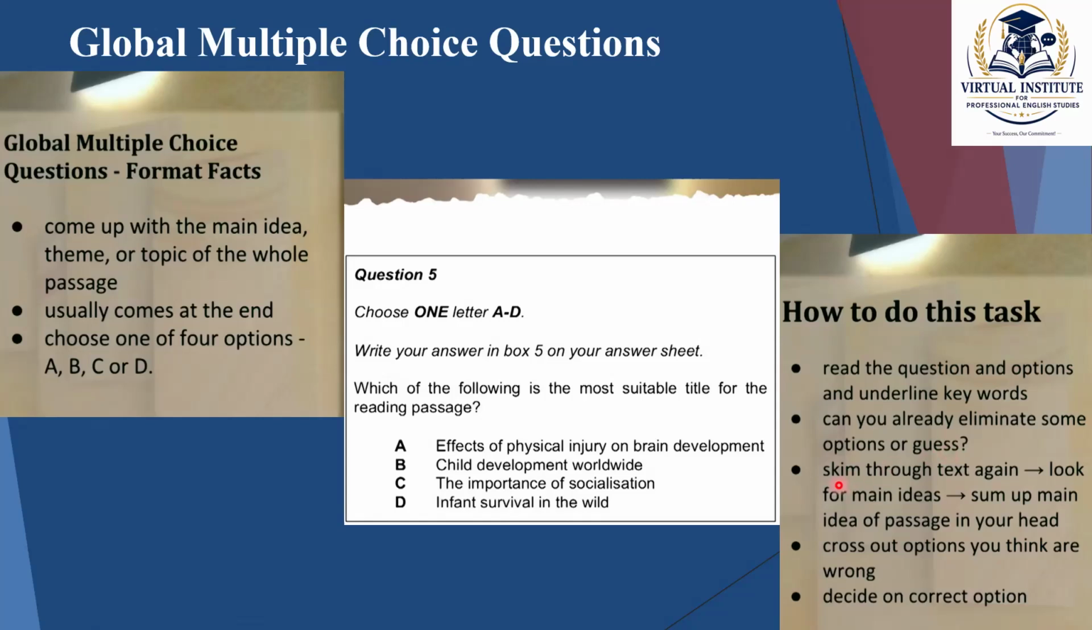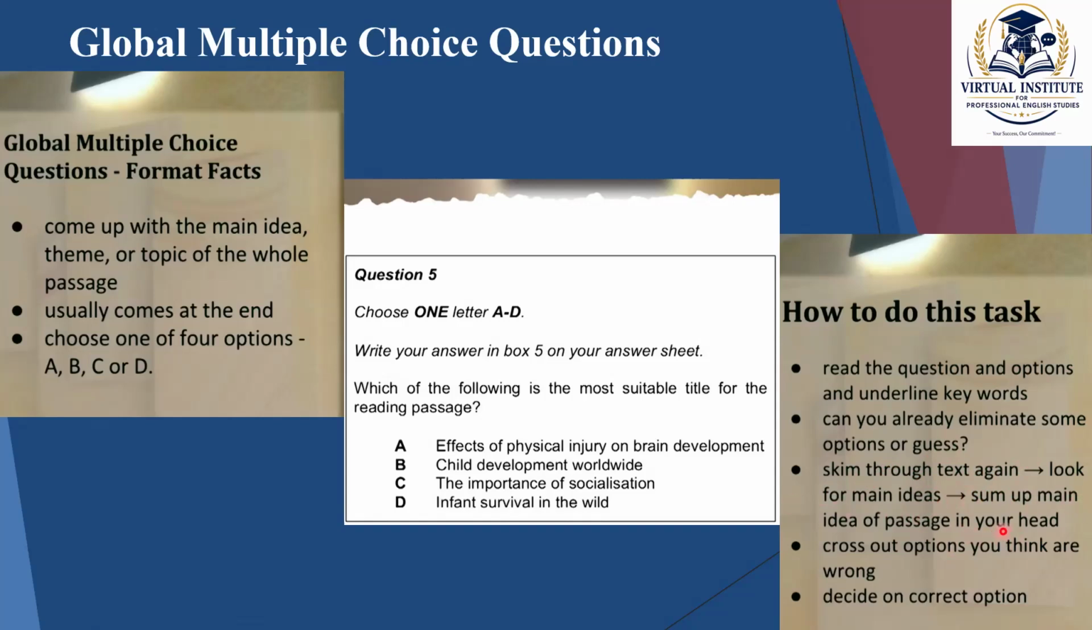Now, the strategy that you can use is to skim through the text again. For the second time, you don't need to read each and every word. You can just skim for the main idea and see what the passage is all about. Look for main ideas as we have already done in the previous case, and then sum up the main ideas of the passage in your head.